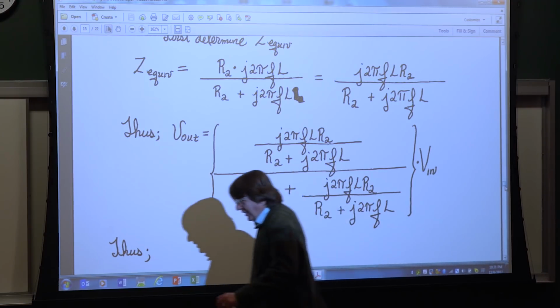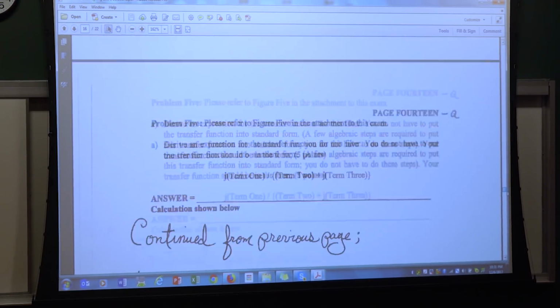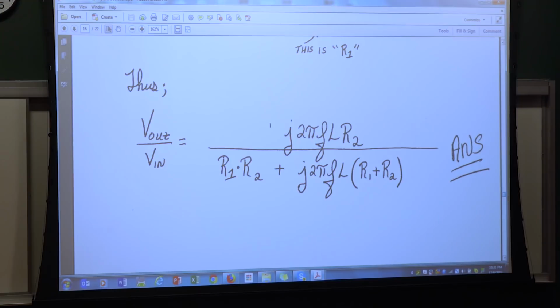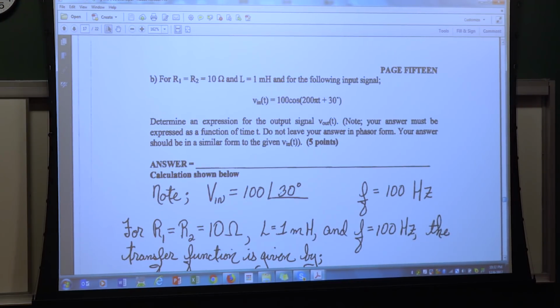My colleagues, that then takes care of this, and now we got the answer. So far, so good? All right, now, for R1 and R2 is 10K, and L is 1 millihenry, and you're given this input, figure out V out.